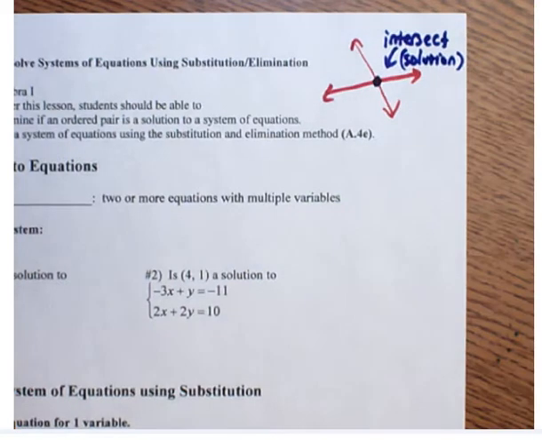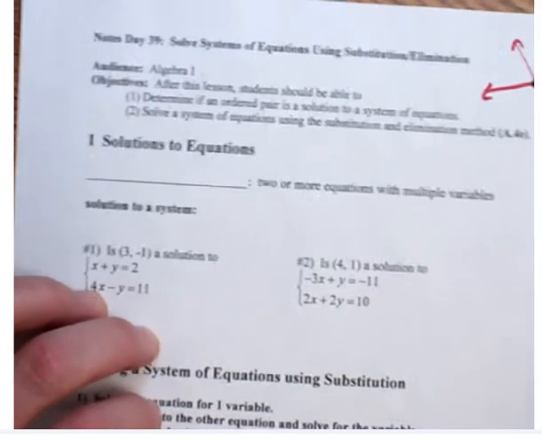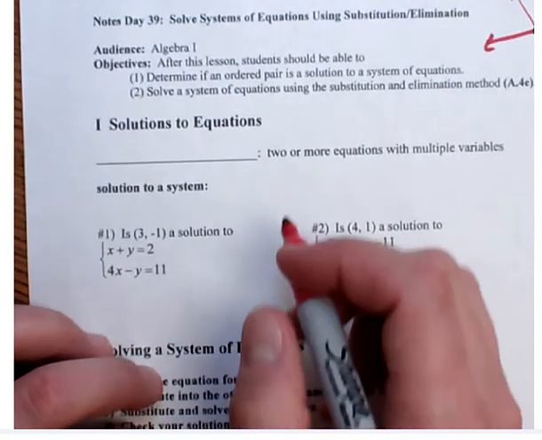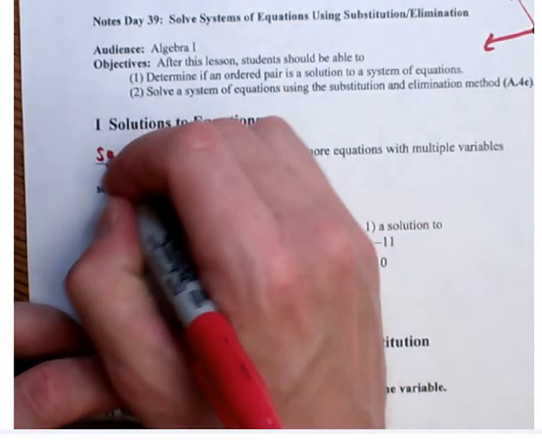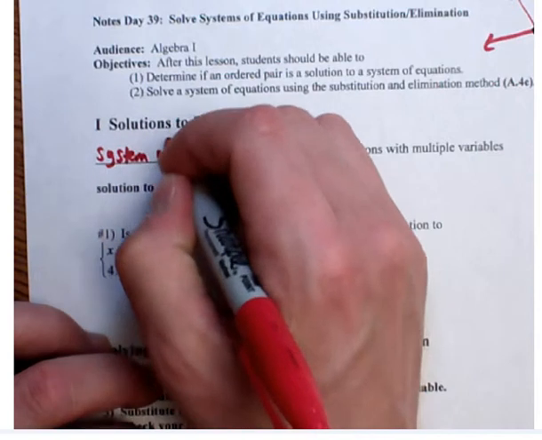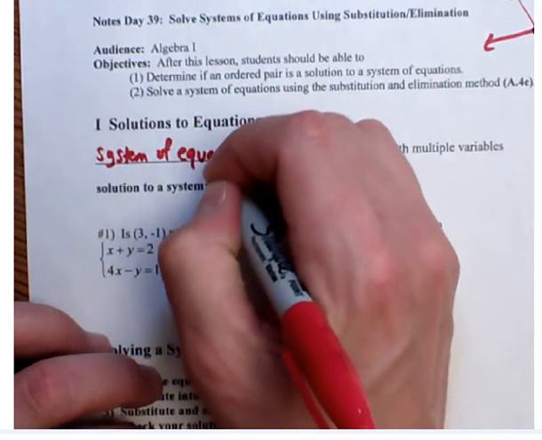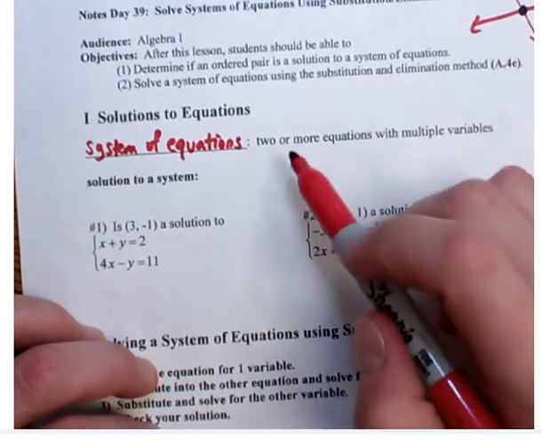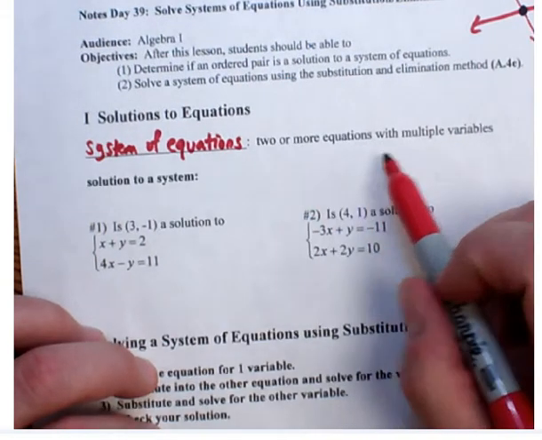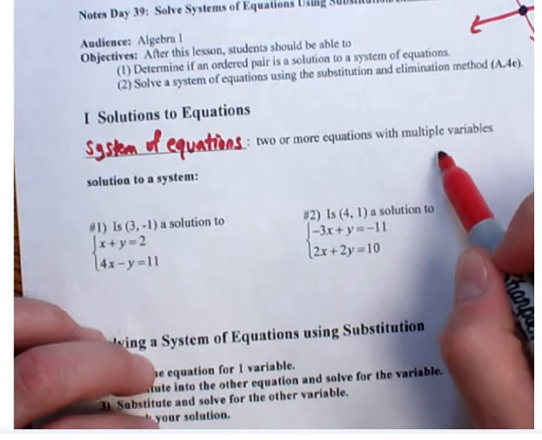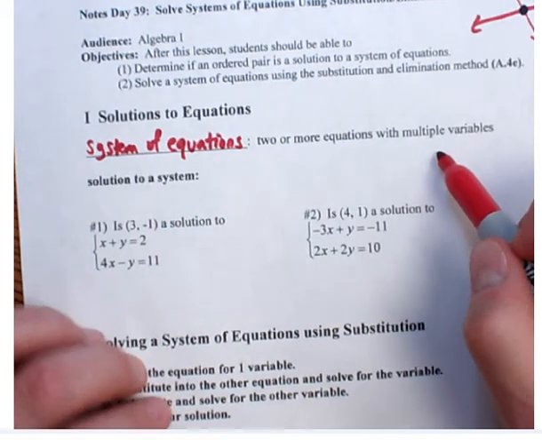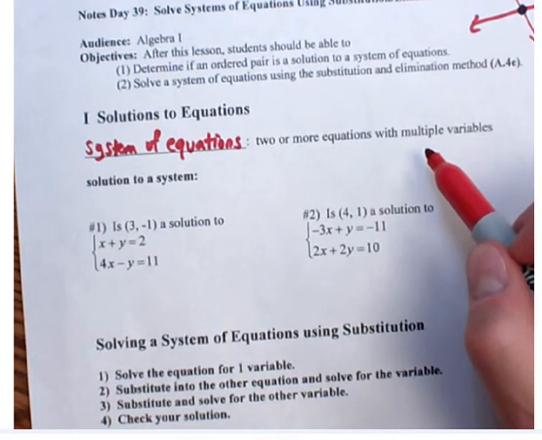Now we talked a little bit about systems of equations. So the first thing we're going to do is define this again. A system of equations is two or more equations with multiple variables. So if you have two equations, you're going to have two variables. If you have three equations, you'll have three variables.